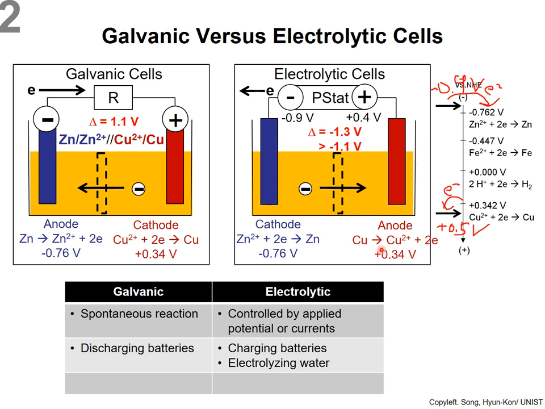So the situation of charging batteries belongs to these electrolytic cells. And as another example, water electrolysis, which produces hydrogen and oxygen, is another case of these electrolytic cells. So by applying some potentials, you can make electrolytic cells instead of galvanic cells.